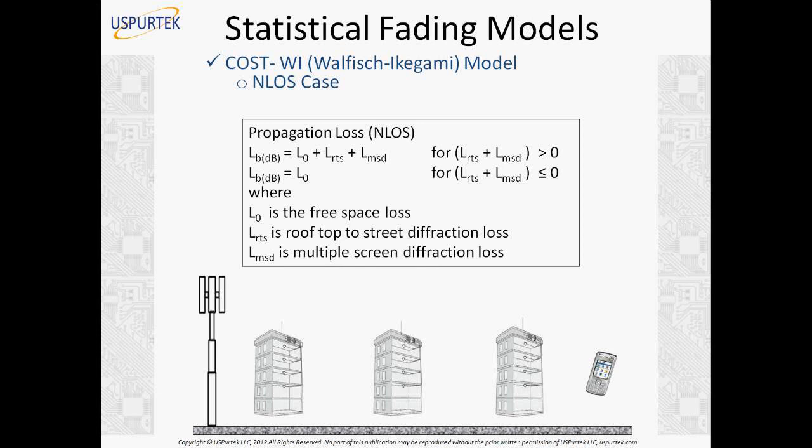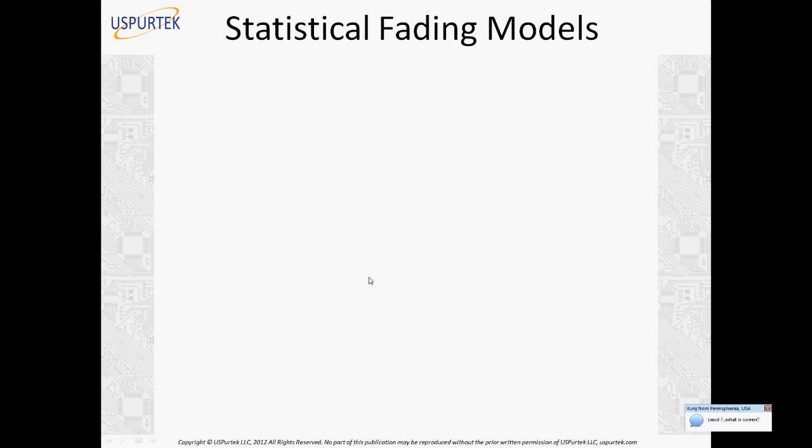So these parameters become very significant. What is the height of the building? What is the height of the roof? What is the separation between the buildings? What is the width of the road? What is the street orientation for mobile users? That's why all these parameters are coming up. A lot of diffraction is happening here: rooftop to street diffraction or multiple screen diffraction loss. Those are defined here.